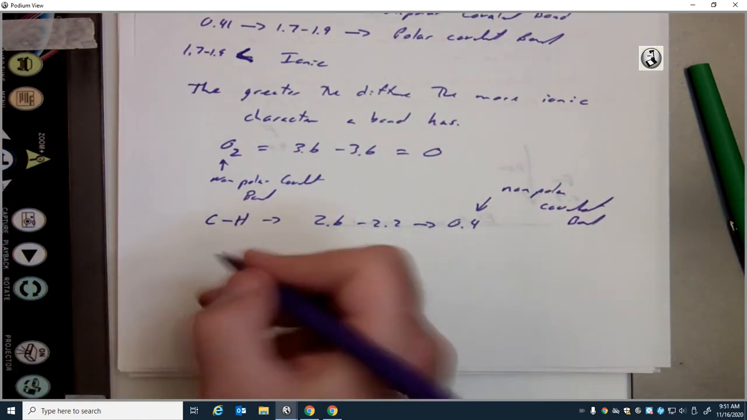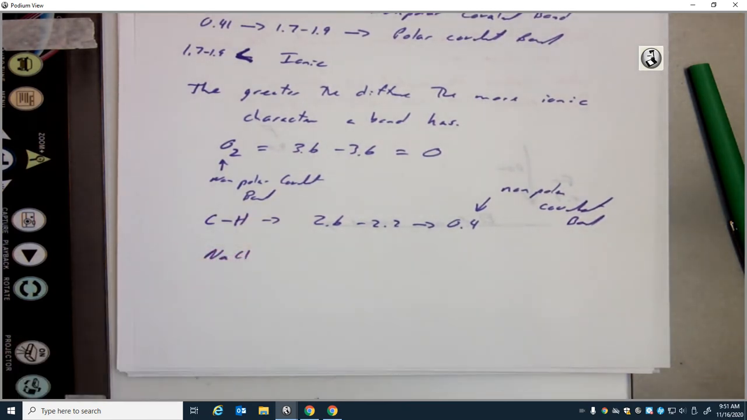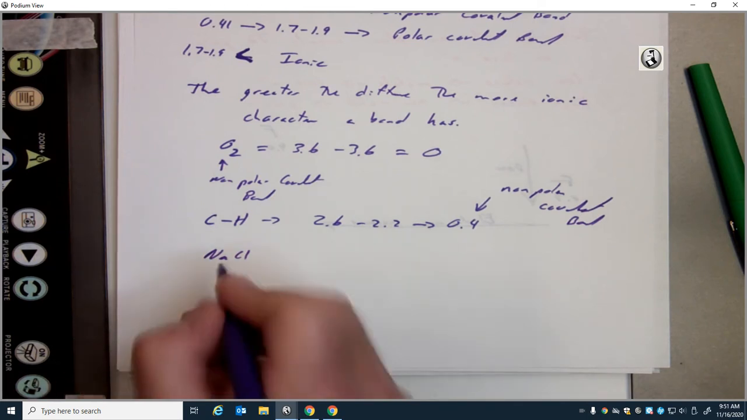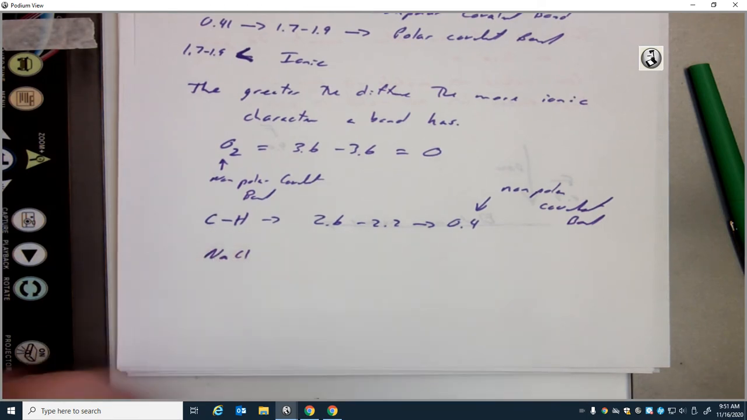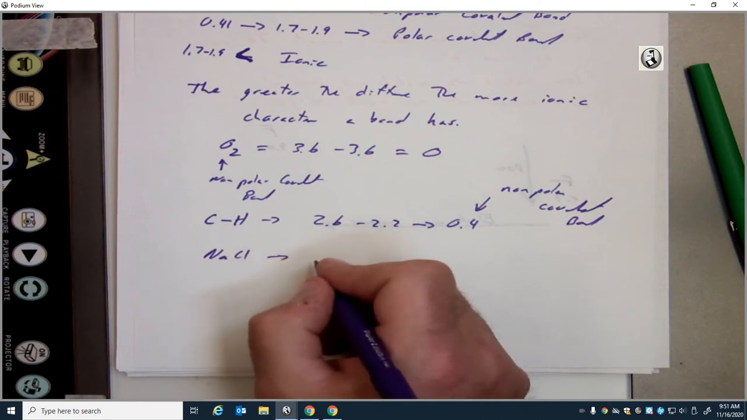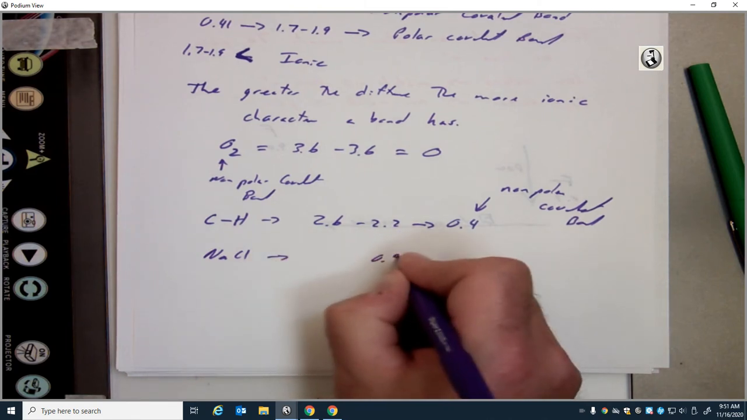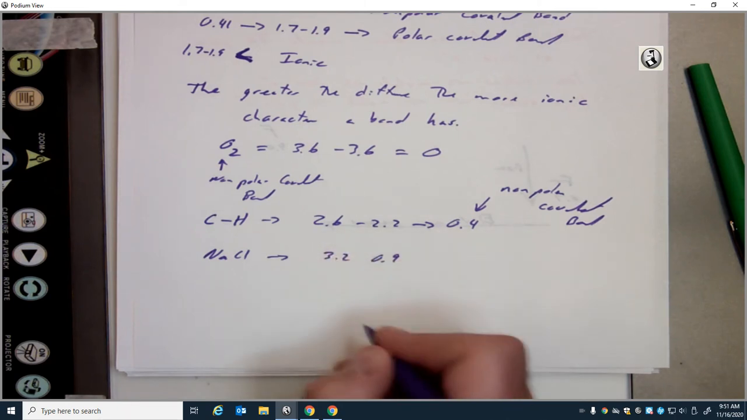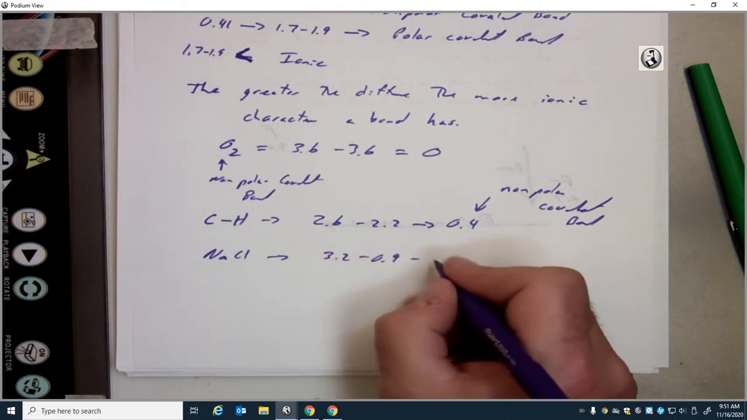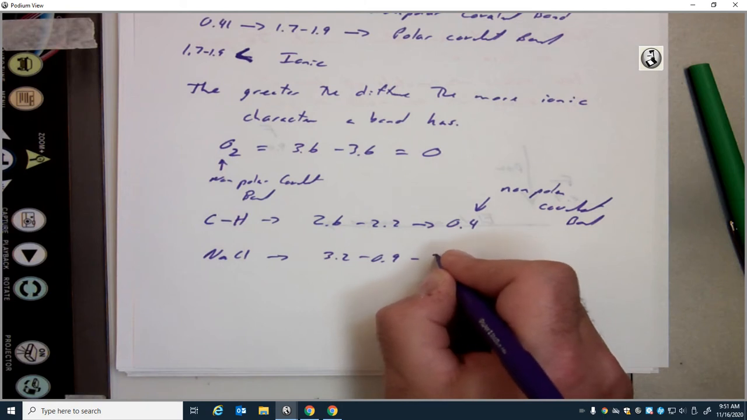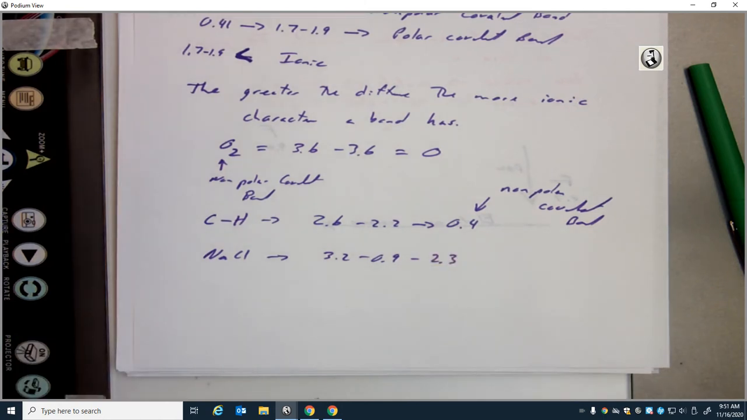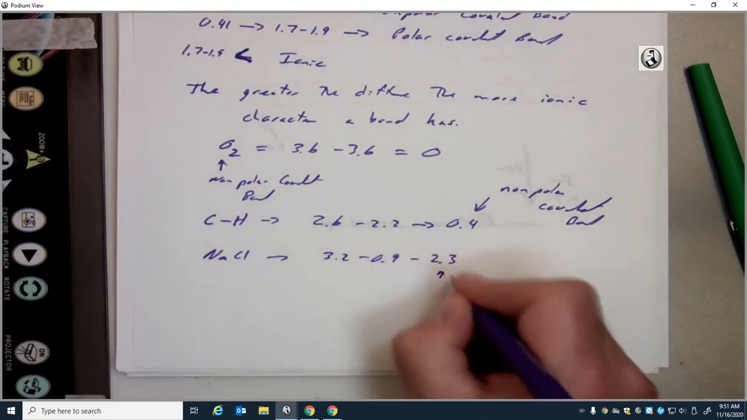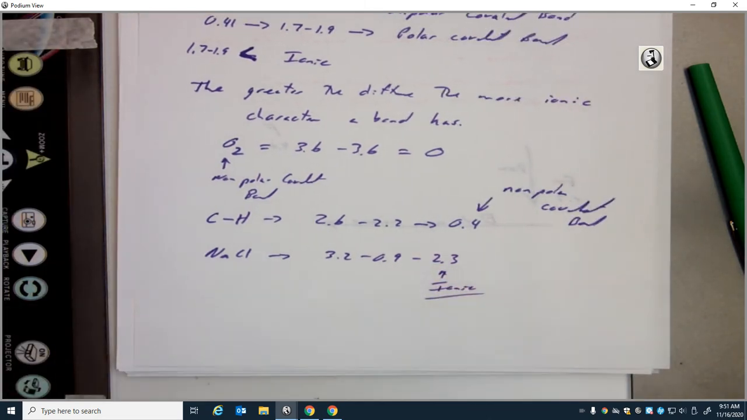What if we look at, I don't know, how about salt, NaCl? The bond between those. We already know that that should be ionic, a metal and a nonmetal. Well, sodium is 0.9. Chlorine is 3.2. Right, so if we subtract there, okay, well over 2. Well over 2. This is telling us that it's ionic. So you can use this electronegativity difference.